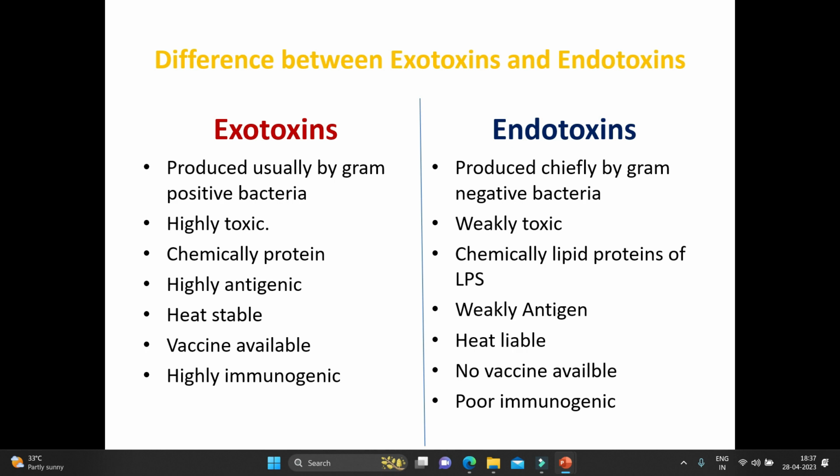For exotoxins, vaccines are available. For endotoxins, no vaccines are available. Exotoxins are highly immunogenic. Endotoxins are poorly immunogenic.